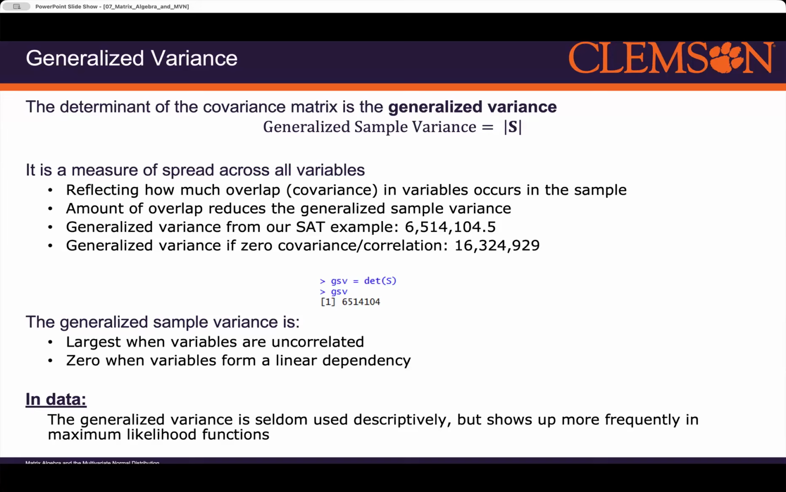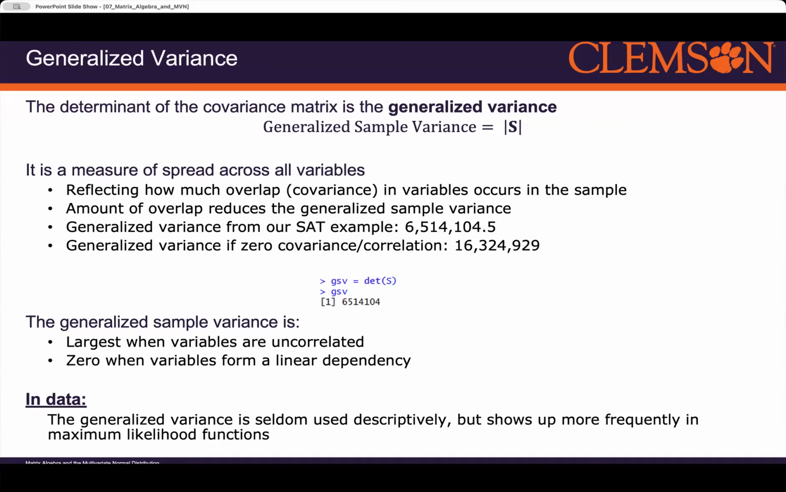And the wider that angle, right? If we have zero correlation, it's like having vectors that are perpendicular, the biggest angle that we can get almost. That turns out to be wider variance of this hypercube that's defined by those vectors. So the generalized sample variance is largest when the variables are uncorrelated.